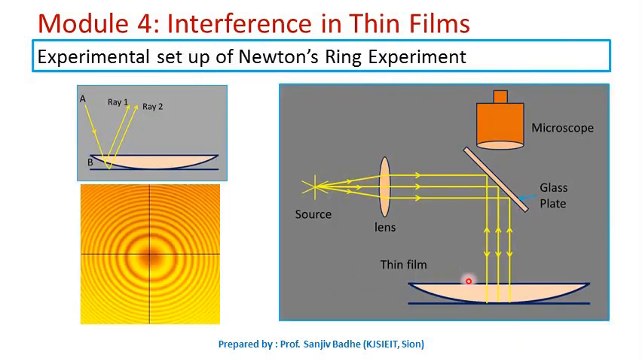This is the experimental setup to obtain Newton's rings. The experimental setup is the same as the wedge shaped film experiment. The only difference is that the film enclosed between two plane glass surfaces is replaced by a film enclosed between a spherical surface and the plane surface. A source of light is kept at the focal point of this convex lens so that the light rays, after getting refracted through the lens, travel parallel to each other.